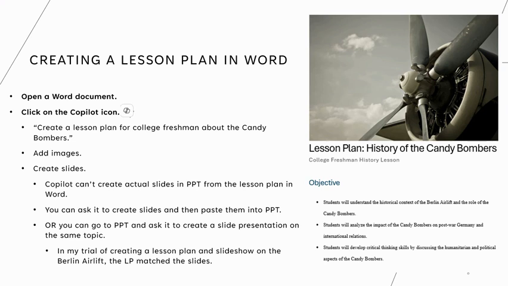In my lesson plan, I asked Copilot to include images. So at first, I got 4 pictures of actual candy, like Skittles. So then I asked for pictures of military aircraft, and this was one that Copilot provided for me to choose from. After Copilot created the lesson plan, I went into PowerPoint and asked it to create slides from my lesson plan. Of course, you should always review any content AI produces for accuracy.